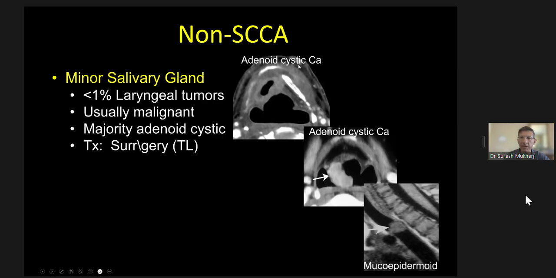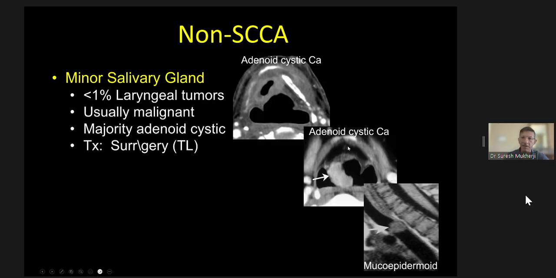The challenge is radiographically, we can't tell the difference. This was an adenoid cystic carcinoma, and this was a mucoepidermoid carcinoma. I do not know the difference. The only thing that I have learned in my experience is that if I see a tumor here and the surgeons tell me it's purely submucosal, that indicates to me that it may be arising from a minor salivary gland rest, and it may be a minor salivary gland tumor. Otherwise, unfortunately, I'm kind of at a loss.